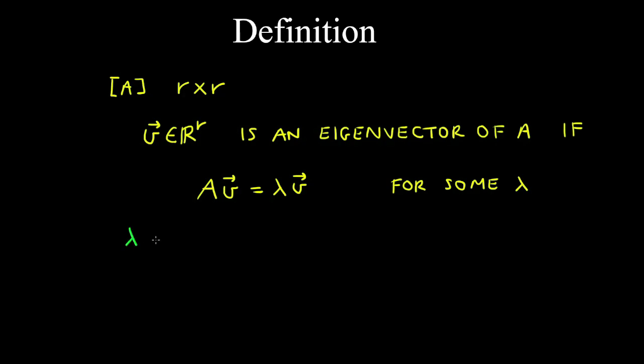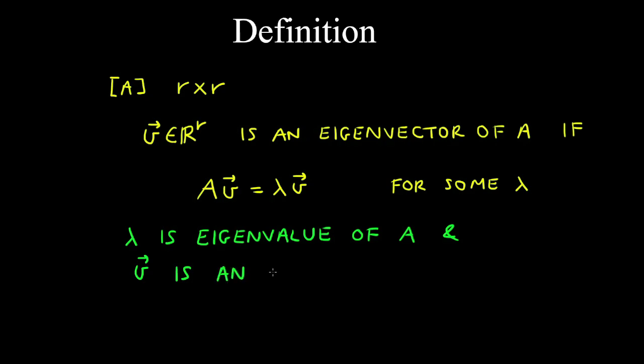So the scalar lambda is the eigenvalue of the matrix A, and V is an eigenvector corresponding to that eigenvalue.